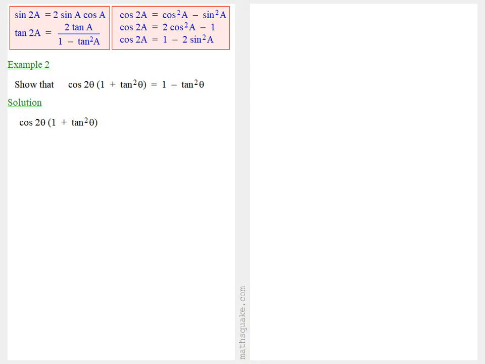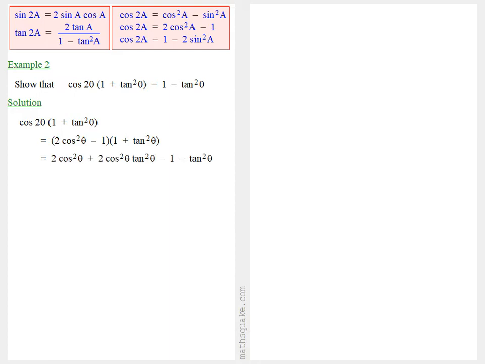Now on the left-hand side we've got expressions involving 2 theta, but on the right-hand side we've only got expressions involving theta. So the important thing to do is eliminate the 2 theta. Now we can change the cosine of 2 theta into 2 cos squared theta minus 1. So we've got 2 cos squared theta minus 1 into 1 plus tan squared theta.